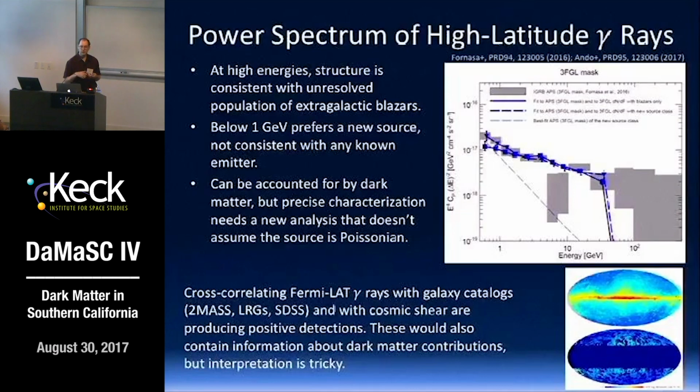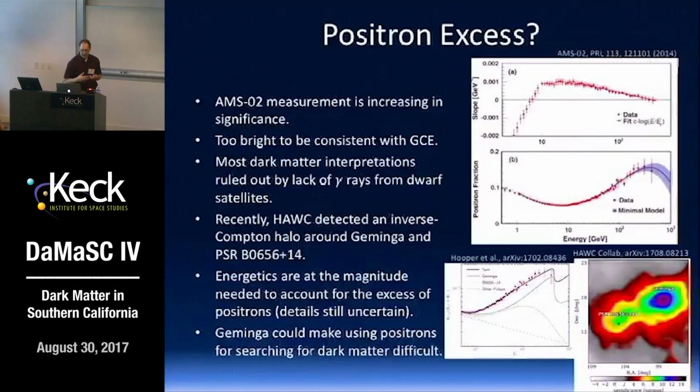You can make star-forming galaxy models that describe all of these. You can make blazar models that describe what is seen. And so there's still a lot of work to be done here to make interpretations that will test our hypotheses. So let's move on to cosmic rays.